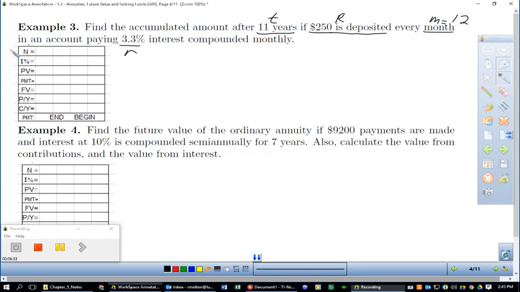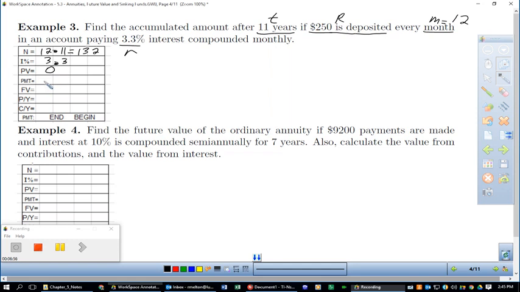All right, so I'm going to fill in this table here. N is M times T. That's 12 times 11, which is 132. The interest rate, 3.3. The present value, which we haven't put anything in yet, so it is 0.